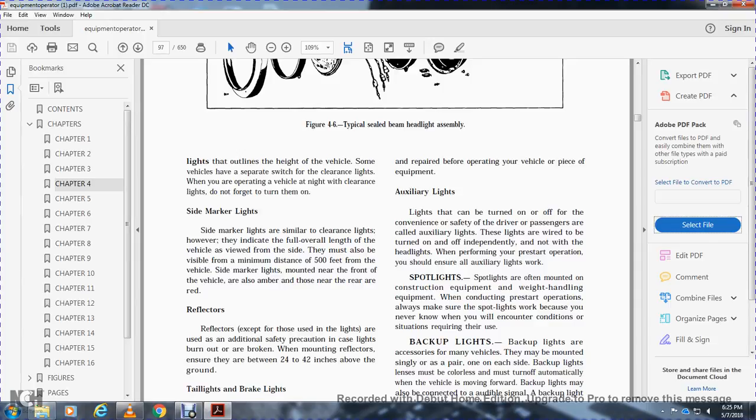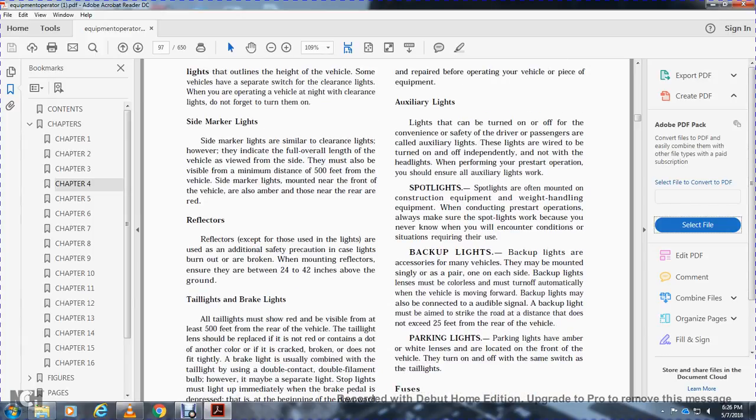Auxiliary lights are lights that can be turned on and off for the convenience and safety of the driver and passenger. The lights are wired to turn on independently of the headlights. You should ensure the auxiliary lights and spotlights are working on construction equipment and weight handling equipment during the pre-starting operation. Always make sure the stoplights or spotlights are working, because you never know when you will encounter conditions requiring you to use them.